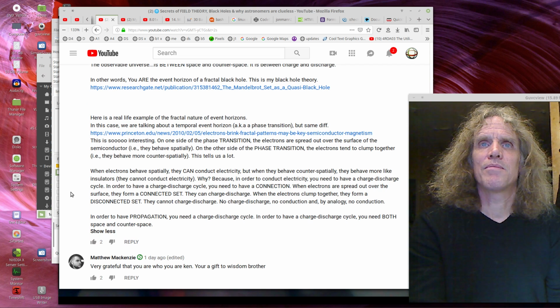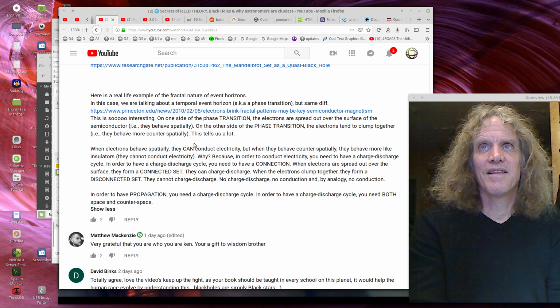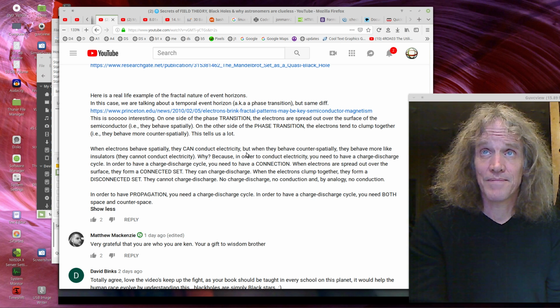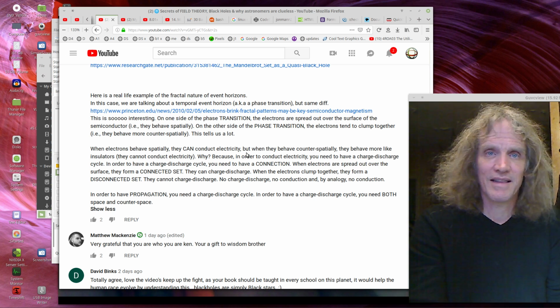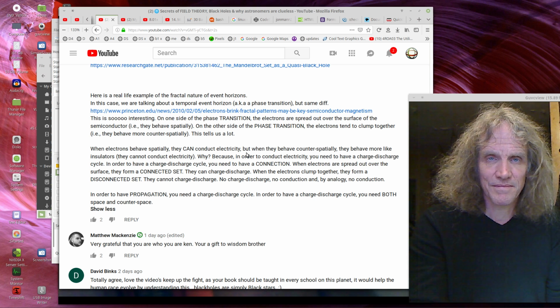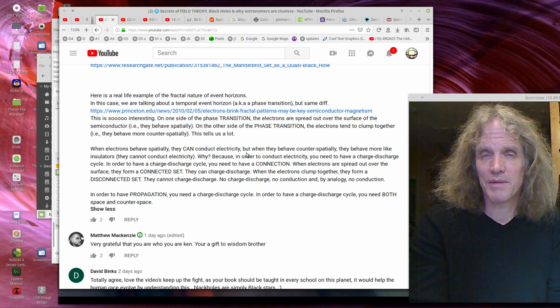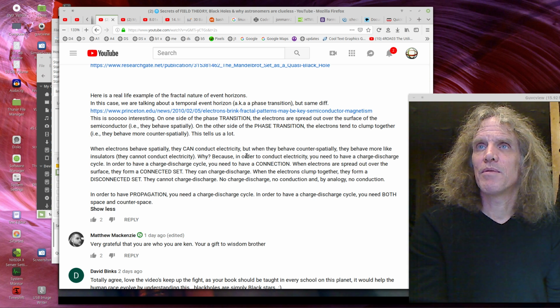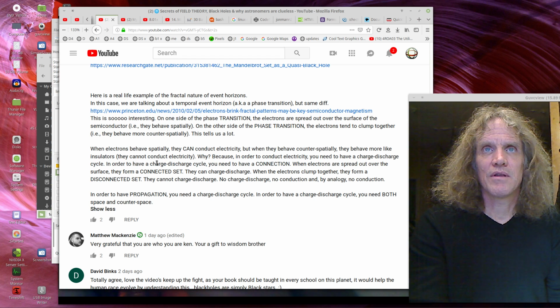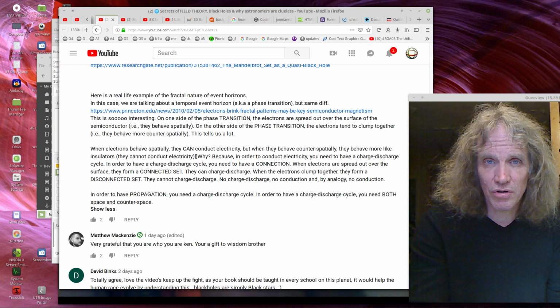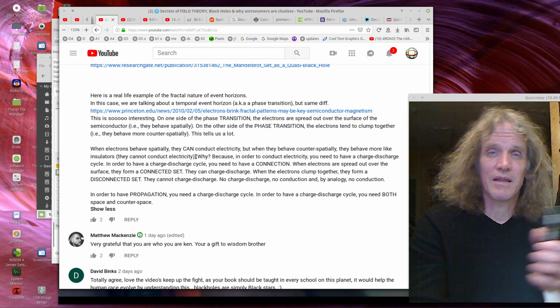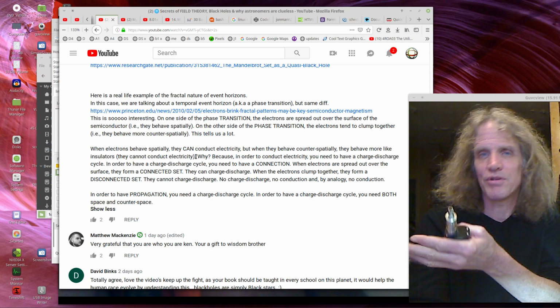When electrons behave spectrally, they can conduct electricity. How do they do that? I mean, they're just so far from anywhere close to the right answer. But electrons can't do anything by themselves. They're completely dependent on a group to be able to do anything called electricity. But when they behave counterspatially, they behave more like insulators. They cannot conduct electricity. Yeah, they can't conduct electricity unless they are under pressure, because they're not really doing anything. They're just being pushed, and then they pass the push on to the next guy.